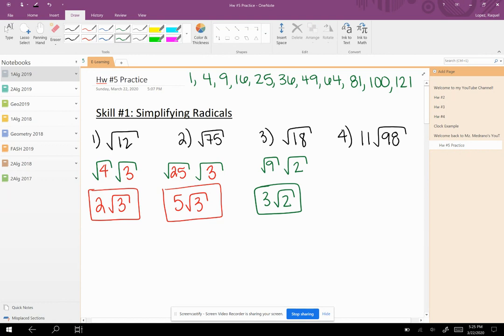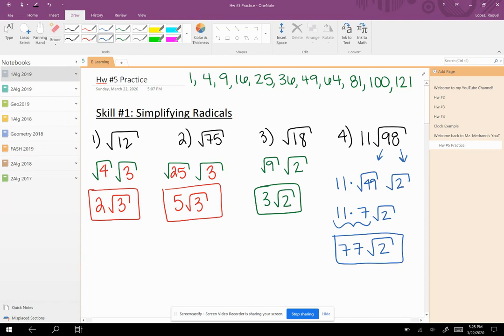Okay, so now we get to this next one. So 98. 2 numbers that divide 98 nicely. It looks like that's going to be 49. So 49 times 2 gets me to 98, and that 11 is going to come down. Now the square root of 49 is 7, so I really have 11 times 7 times the square root of 2. Then we're going to go ahead and simplify this outside part here. So 11 times 7 is 77, root 2, and we are done.